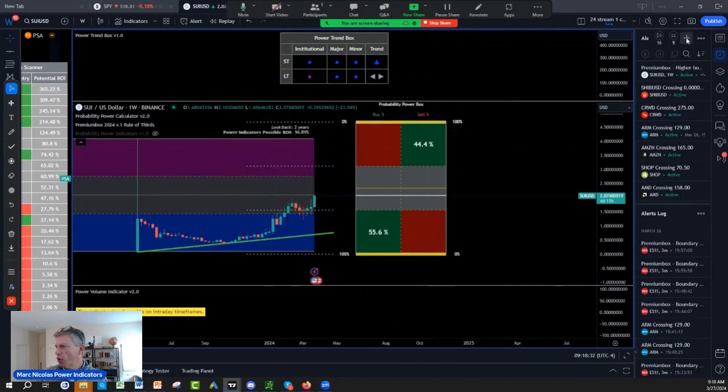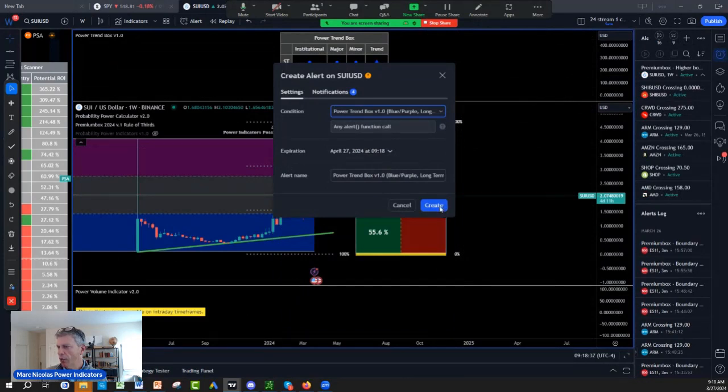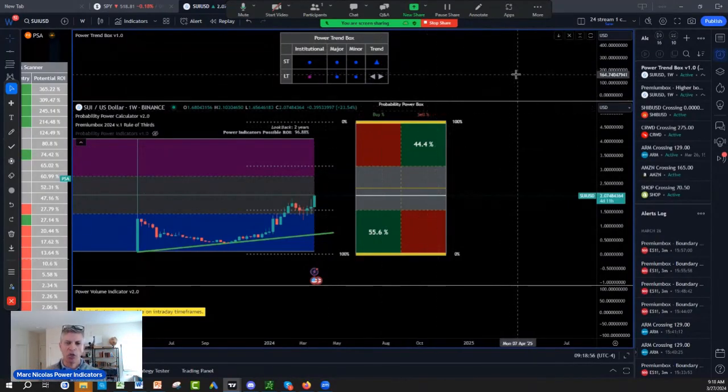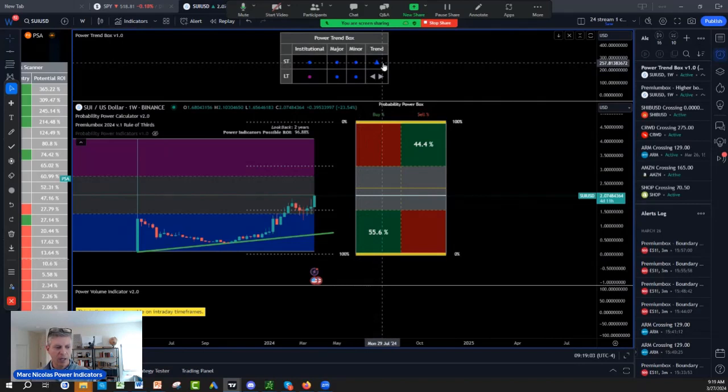Another thing I can do is create another alert with another tool, which is the power trend box, and alert me if there's any change in trend or signal. Boom. Now I have two alerts. I have the boundary alerts of the extreme support and resistance that are critical on the probability divisions of ranges, plus I have net buyer, net seller pressure signals from the institutions, the major retail block, and the minor retail block, forming the overall uptrend or downtrend.